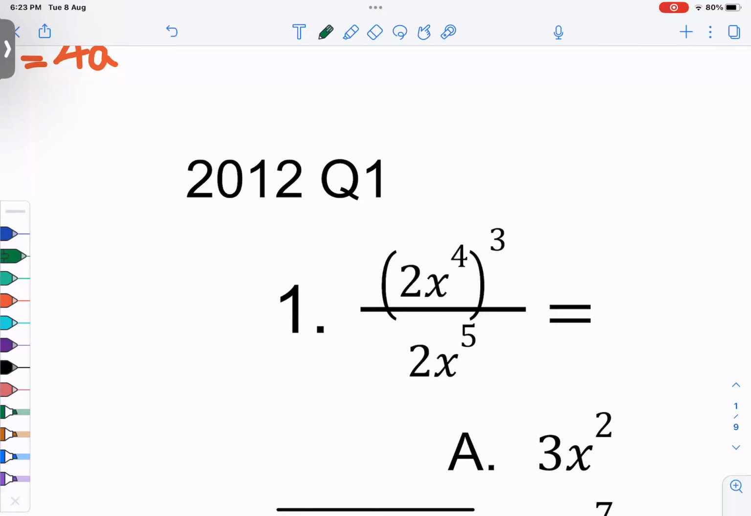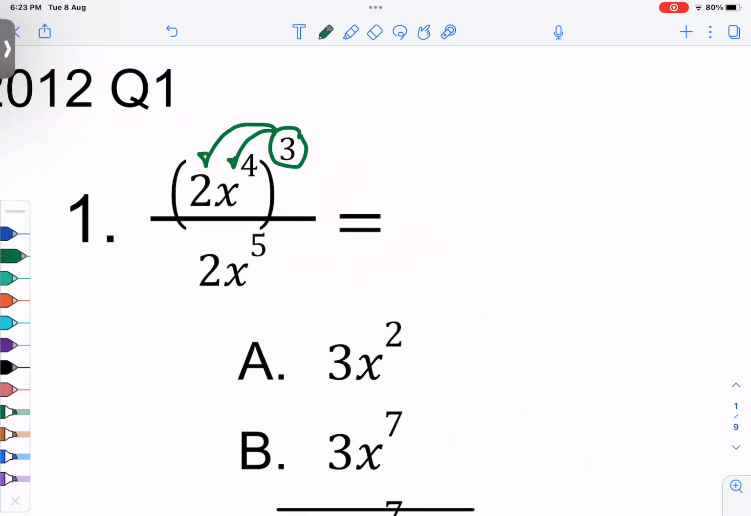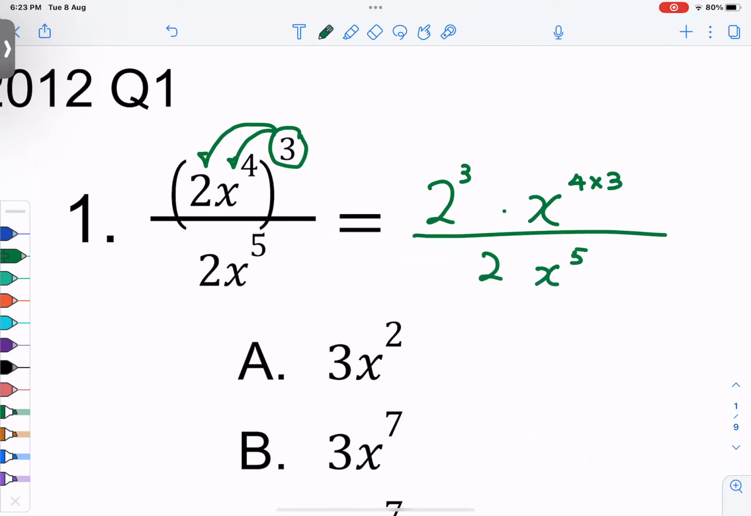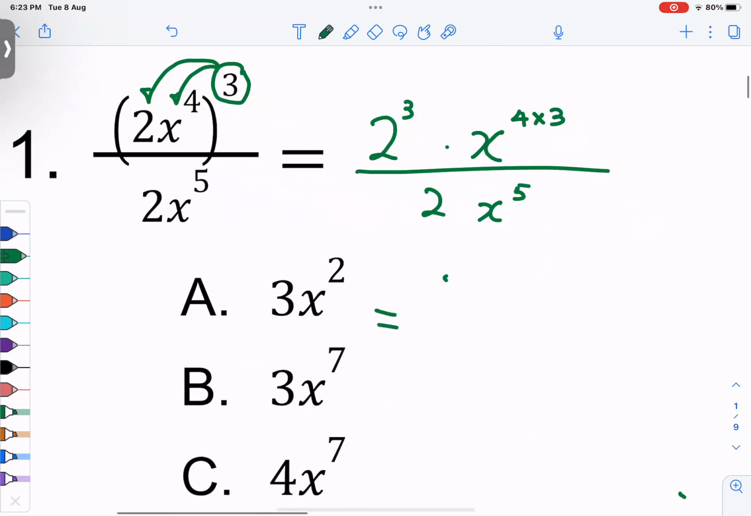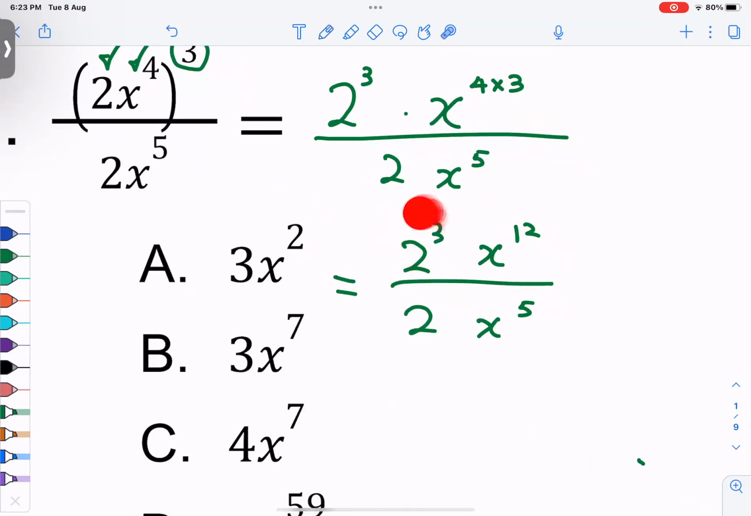Yep, good. So whatever the power is outside is given to everything inside. And if the inside thing is having a power as well, then they will multiply with each other. So our next step will have been 2 cube and then x to the 4 times 3. And the bottom part, no change first. And the 4 times 3, we know that it is 12.